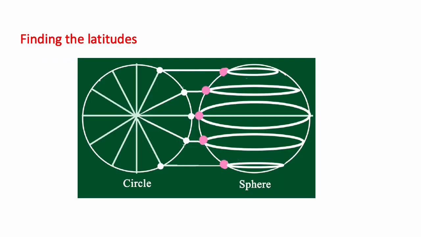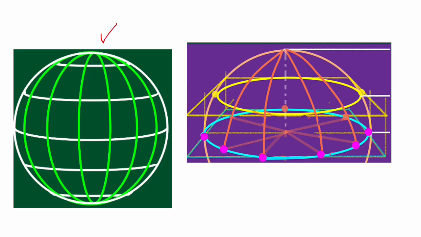To find the latitudes, place the circle this time next to the sphere. Again, divide the circle into equal parts and transfer that level to the sphere, and I've marked these levels with pink dots. Each horizontal ellipse or latitude starts at a pink dot, and make the ones in the middle wider than those at the edges. This is the final globe with its longitudes and latitudes.